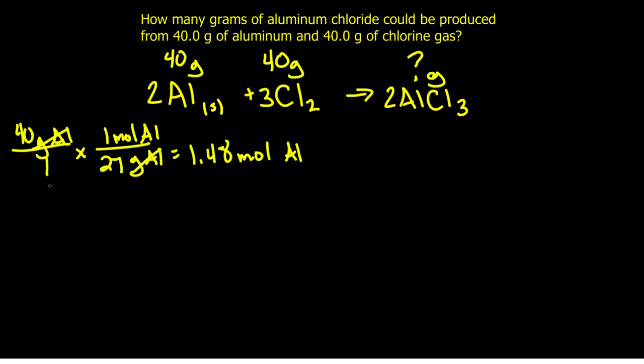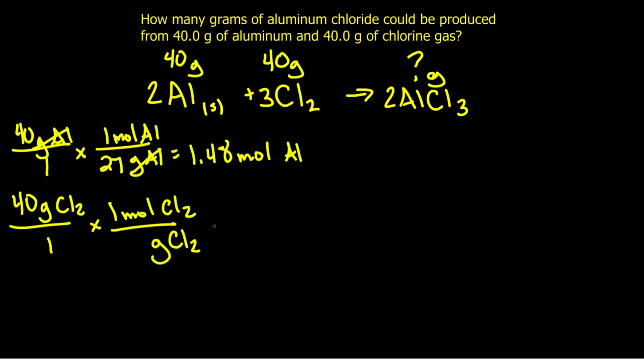Next I do chlorine. I have 40 grams of chlorine gas. So 1 mole of chlorine gas is equal to how many grams of chlorine gas? Well, elemental chlorine weighs 35, so if I have 2 of them, that's 70. So I got 70 grams. So 40 divided by 70 is 0.57. So 0.57 moles of chlorine gas.